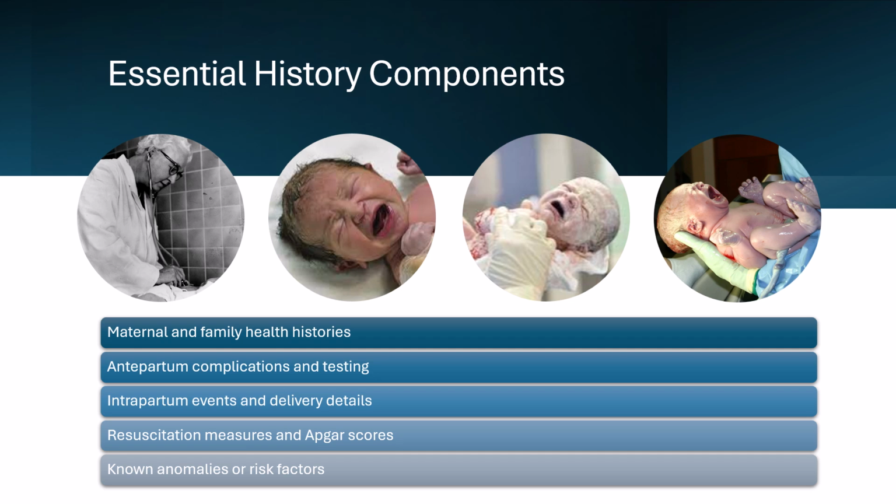Before laying hands on the baby, gather essential history. This includes maternal and family health histories, genetic disorders, chronic conditions, and so on. Review antepartum complications and testing results. Be sure to note intrapartum events and delivery details. These heavily influence the neonate's status. Document any resuscitation measures needed and APGAR scores. And obviously, note any known anomalies or risk factors. This history provides critical context for interpreting your physical findings.